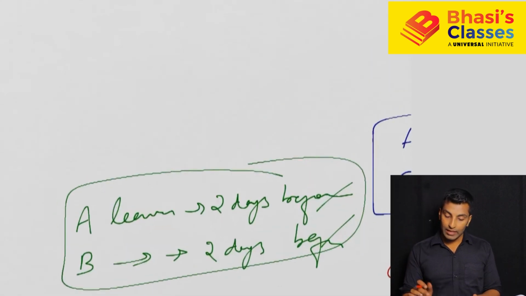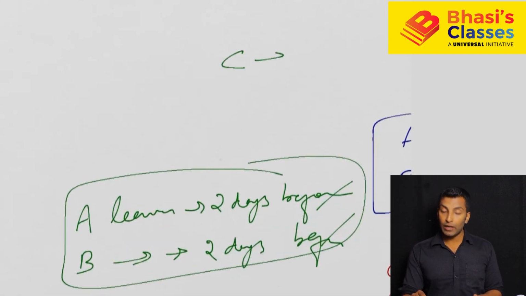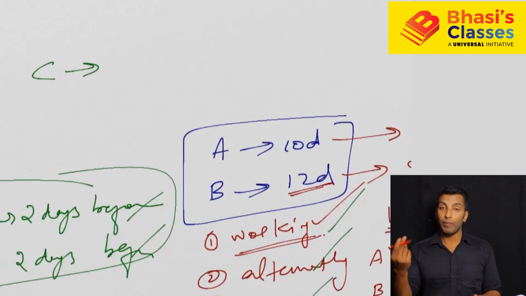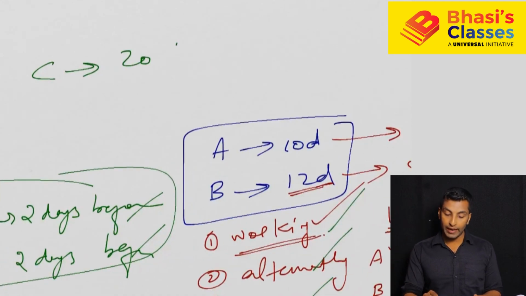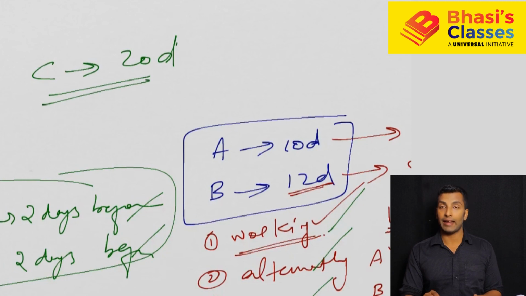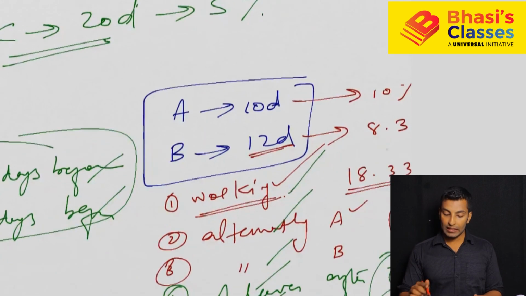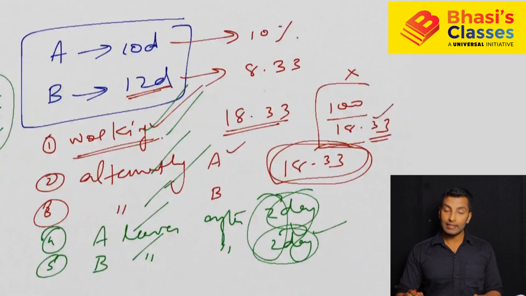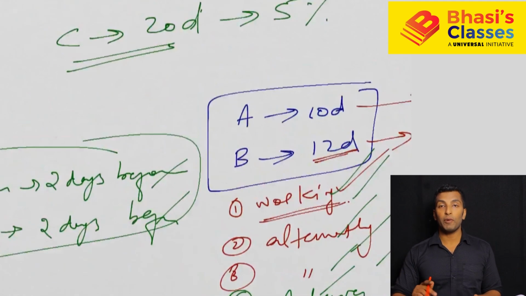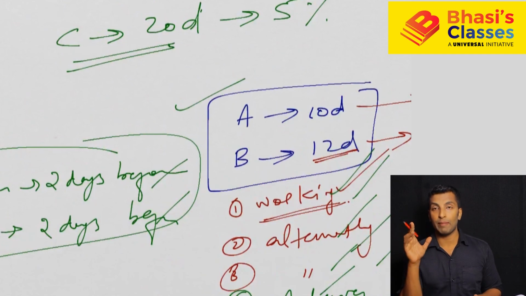Now what else I can do is I can bring in another person C. C will do a negative work. Okay. C will demolish in 20 days. Or C will empty the tank in 20 days. We have discussed it. So in one day 5%. Okay. So now the same questions I can ask in a different way. A, B, C working together. Okay, alternately starting with A, alternately starting with B, like that also. Okay, so all possibilities have been taken care of. I hope all of you understood time and work completely this time.